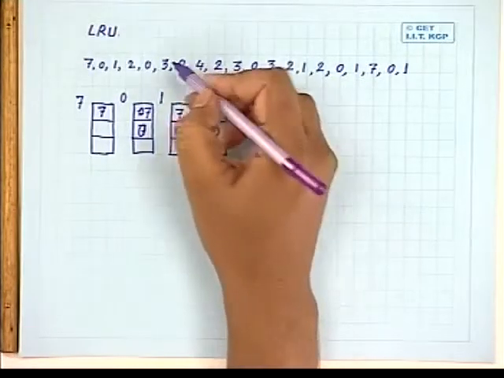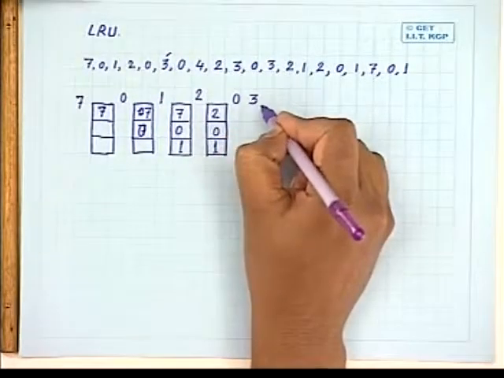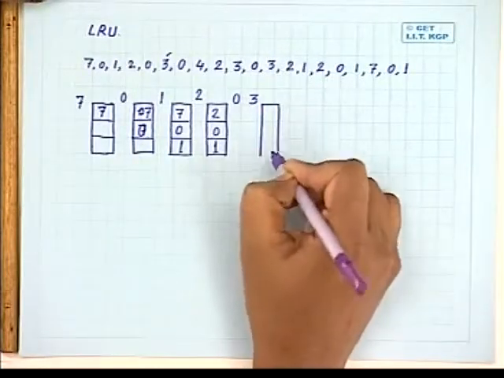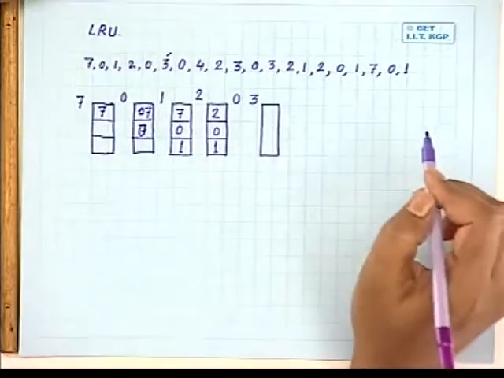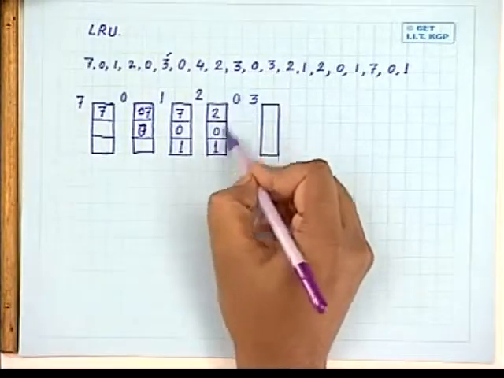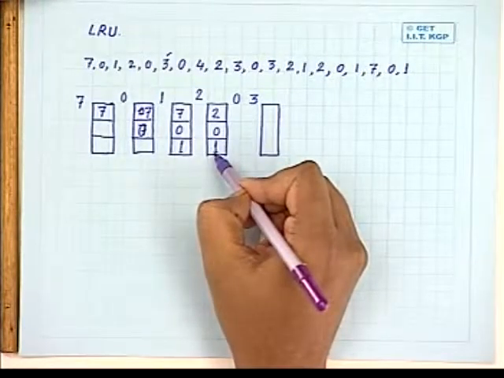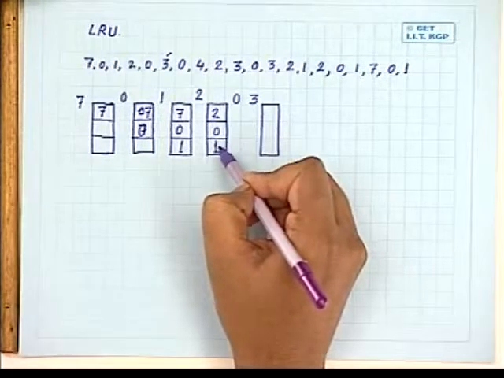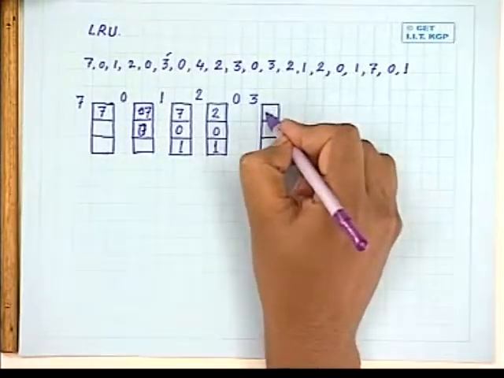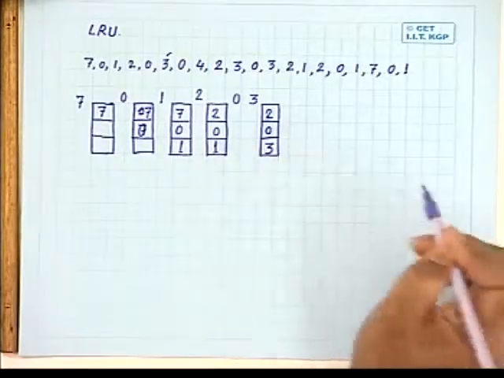Next time when 0 is referred, it is available in the main memory, so there is no page fault. Next time when 3 is referred, again there is a page fault, and I have to find out which of the pages already existing in the main memory is to be replaced. Out of these pages, page number 0 is the most recently used, whereas page number 1 is least recently used. So we replace page number 1 by page number 3. So the situation will be 2, 0, 3.